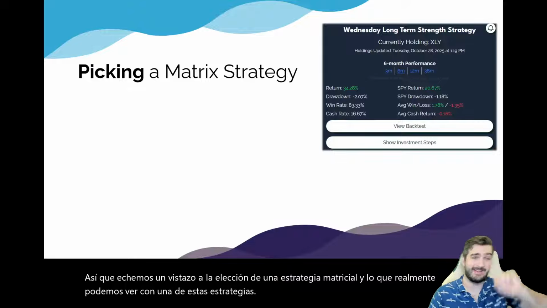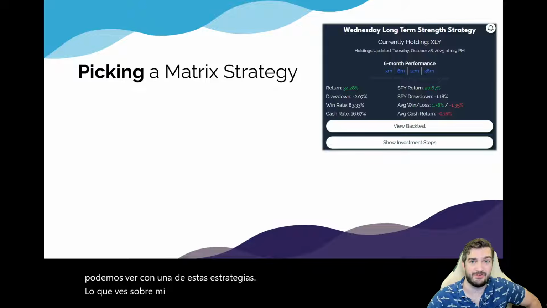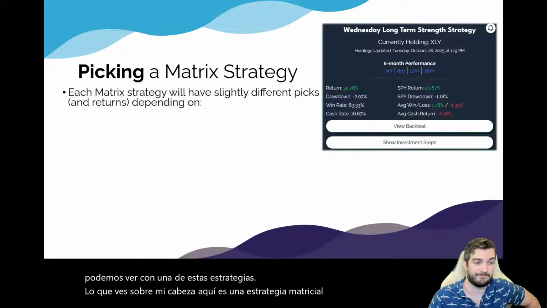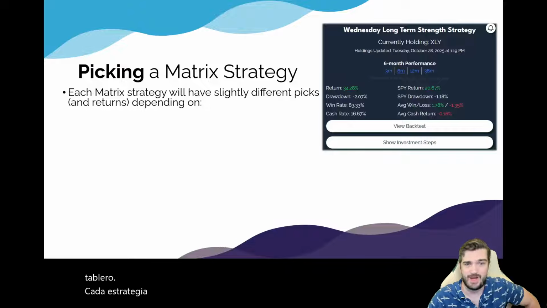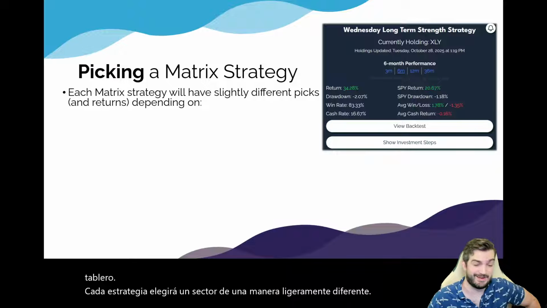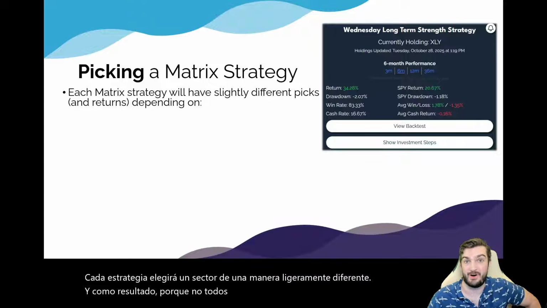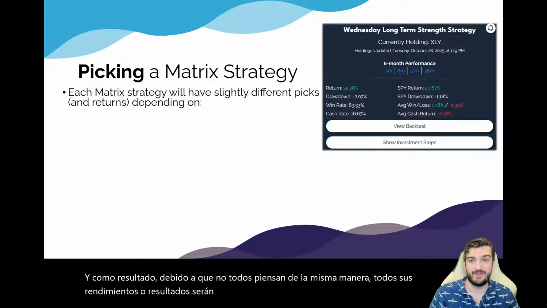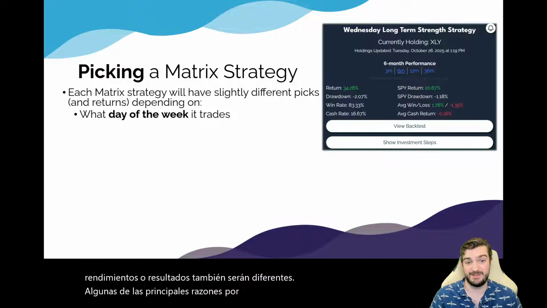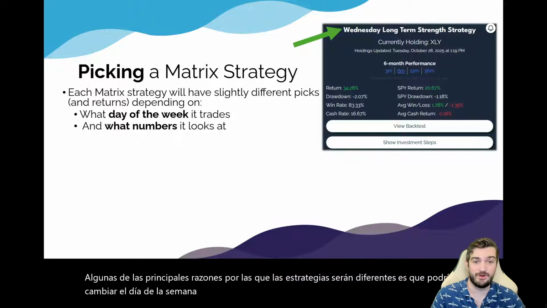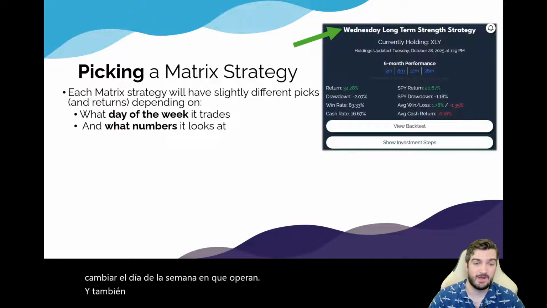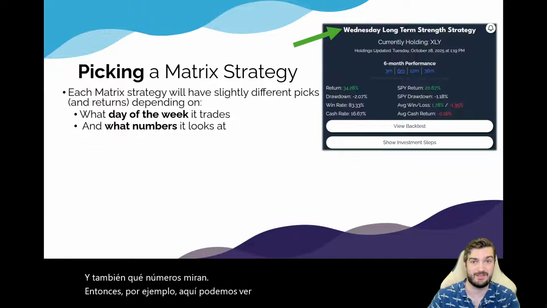What you see above my head here is a matrix strategy as it appears on our dashboard. Each strategy will pick a sector in a slightly different way. And as a result, because they're not all thinking the same way, all of their returns or results will be different as well. Some of the main reasons that the strategies will be different is that they might change what day of the week they trade and also what numbers they look at. So for example, here we can see a Wednesday long-term strength strategy.